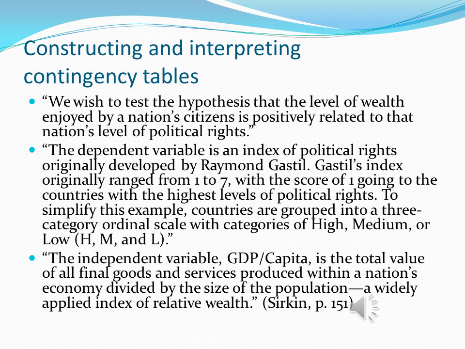The dependent variable, GDP per capita, is the total value of all final goods and services produced within a nation's economy, divided by the size of the population. A widely applied index of relative wealth. Look at Sirkin, page 151. We'll be working from this. As we go through the slides, you'll see how this relates to each other. And if not, ask questions. You can send me questions as far as the tables.